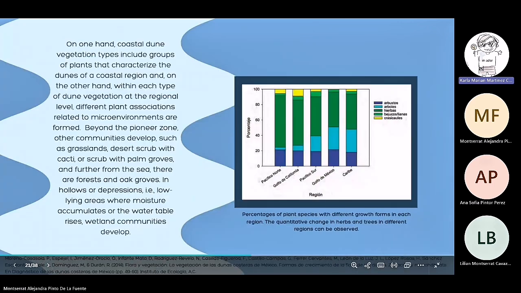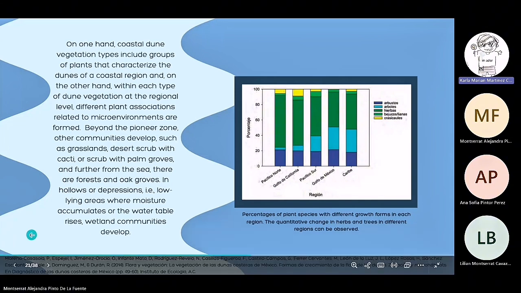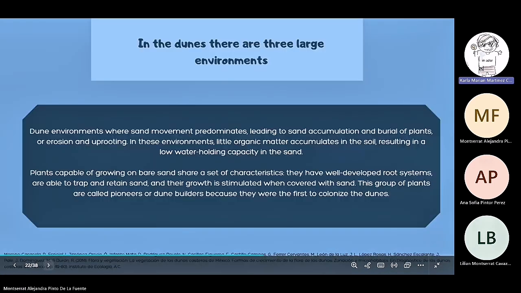Then there's a huge variety of plants depending on the zone. Among these, we can find shrubs, trees, weeds, vines, brassicas. It's also nice to notice that beyond the pioneer zone, there are other communities that develop, such as grassland, desert scrub with cacti, or scrub with palm groves. Also, wetland communities develop in low-lying areas where moisture accumulates and the water table rises.